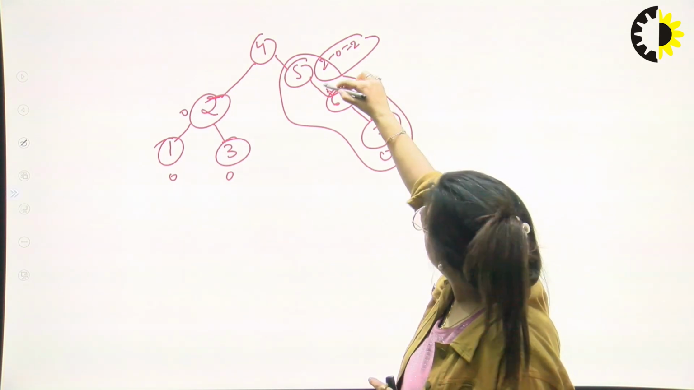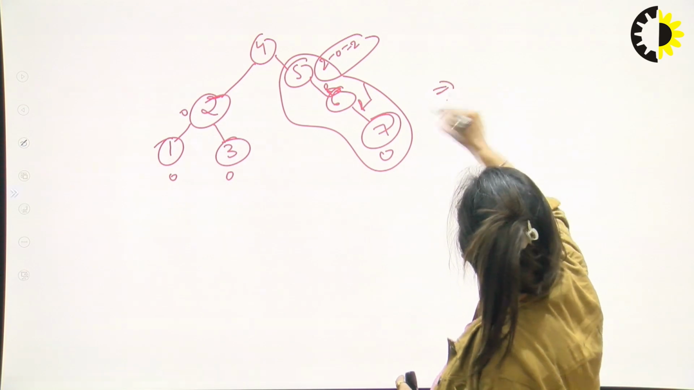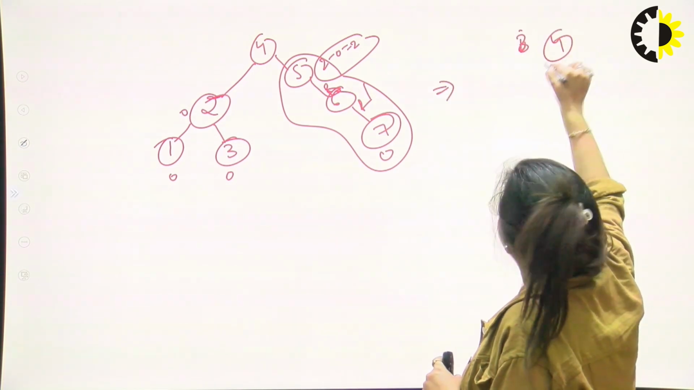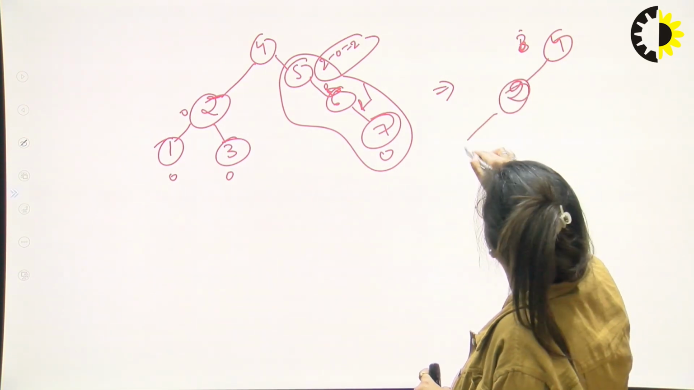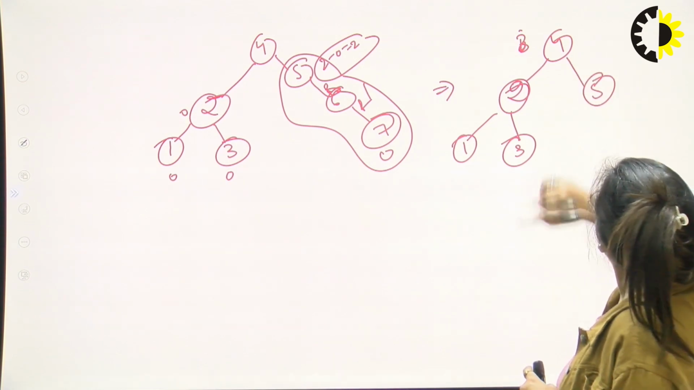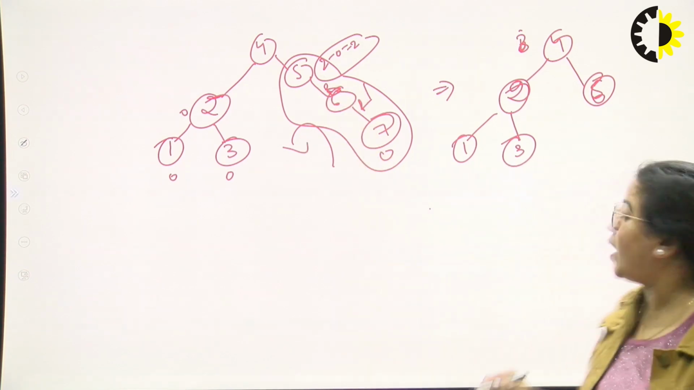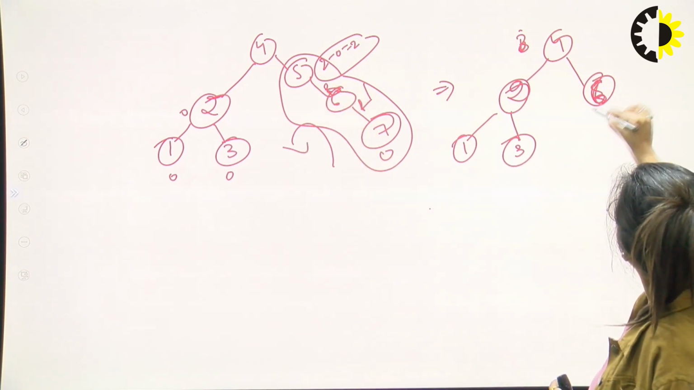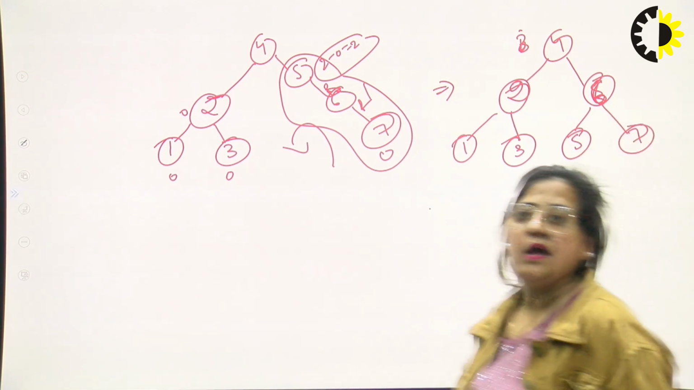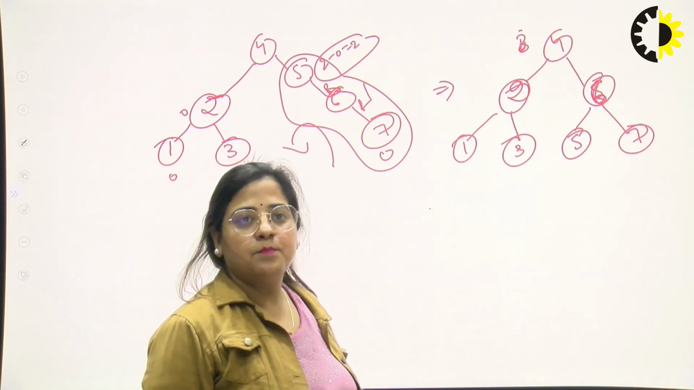So again use right rotation. According to right rotation, your balanced BST is 4, 2, 1, 3, 5, 6 because rotation is anti-clockwise. 6, 5 and 7. Again check balance factor here. So according to this, it is simply balanced.